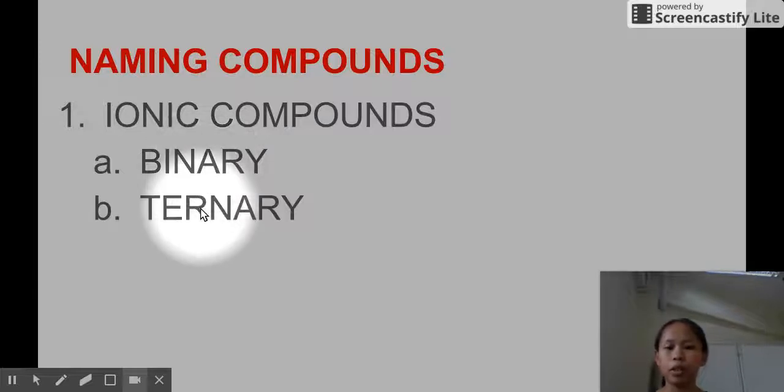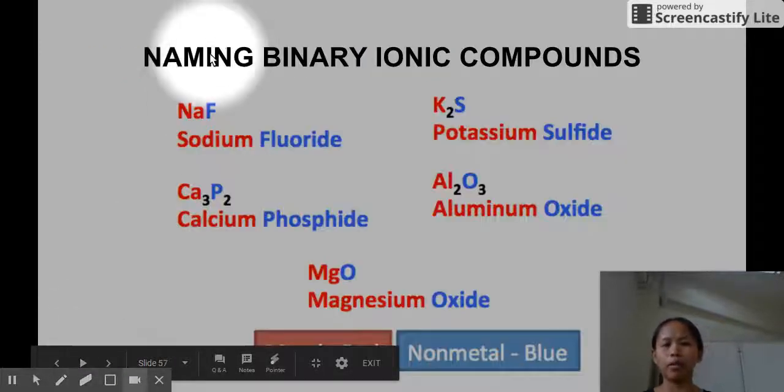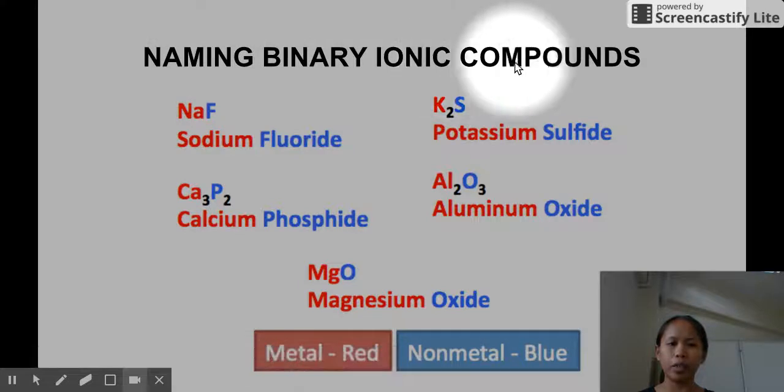When we talk about ternary ionic compounds, ternary are the ones which have polyatomic ions, whether cation or anion, which you need to refer to your list. What are these polyatomic ions? So how do we now name ionic compounds? How do we name binary ionic compounds?